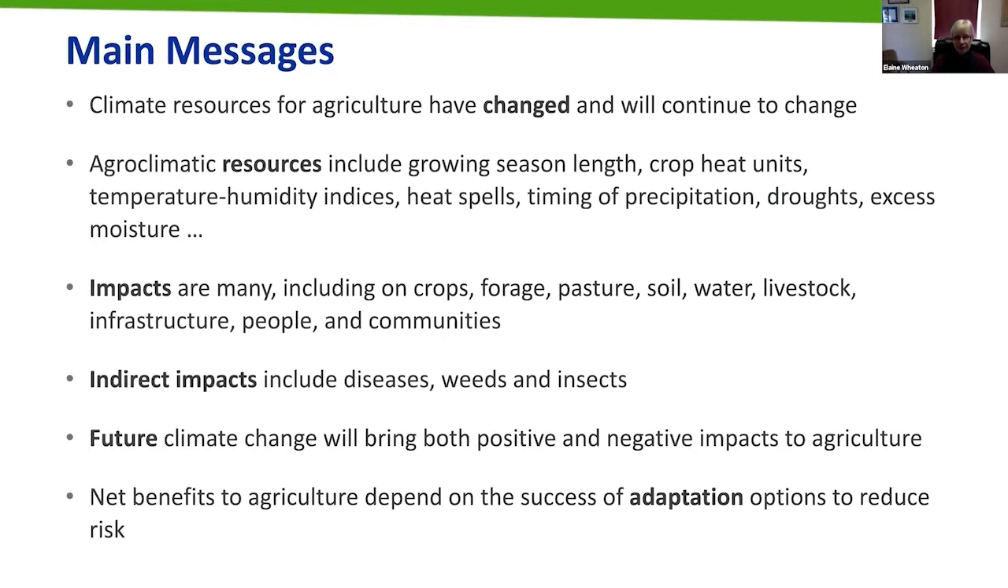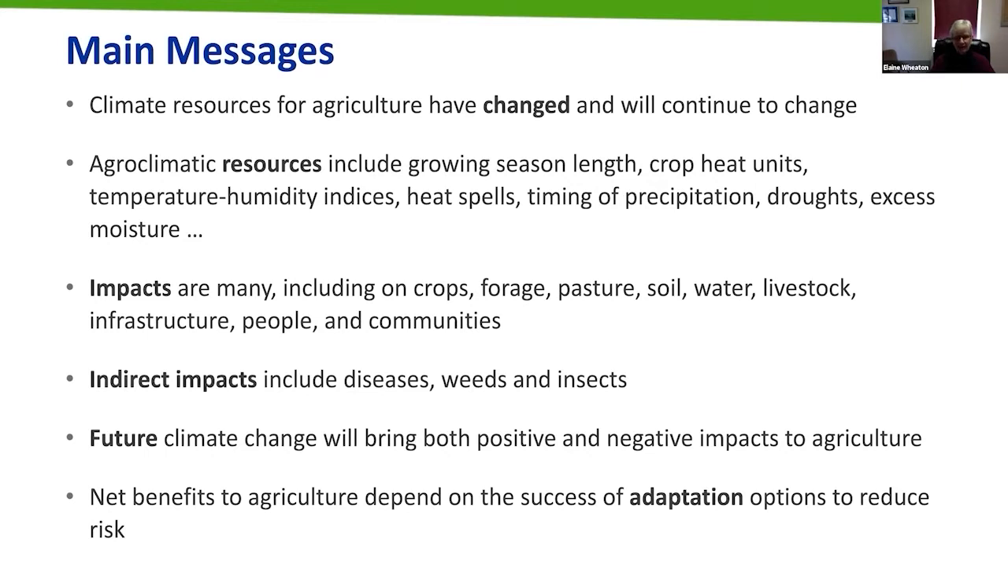So here are the main messages that I want to reinforce during the talk. The first one is that climate resources for agriculture have really changed, and they'll continue to change, perhaps at a more accelerated rate, because that's one of the signatures of climate change. These agroclimatic resources, that is the climate variables that are linked with agriculture, are things such as growing season length, crop heat units, heat spells, etc. I won't read them all, but there they are for you.